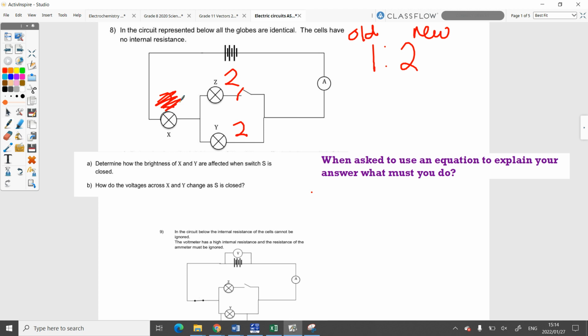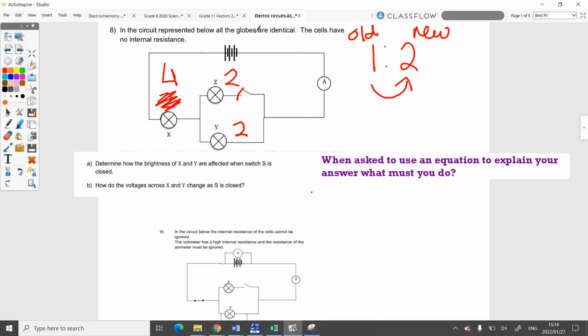So this total will not be 2 anymore. What will the total now be? 4. So from old to new, it will double. Happy with that? Yes. The total current is bigger because it's easier to go through the parallel. The total resistance drops, and you always need to think about that. If it's easier for the electrons to flow, more of them will flow, so the current will go up.